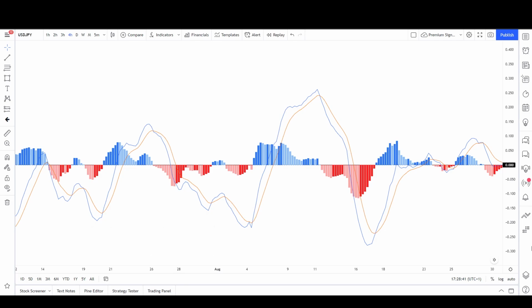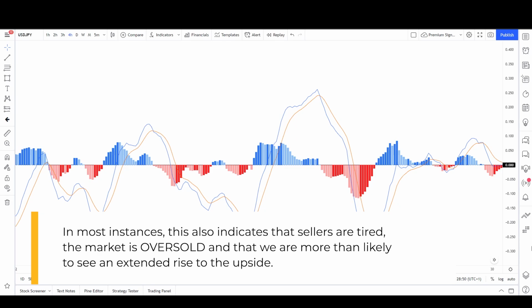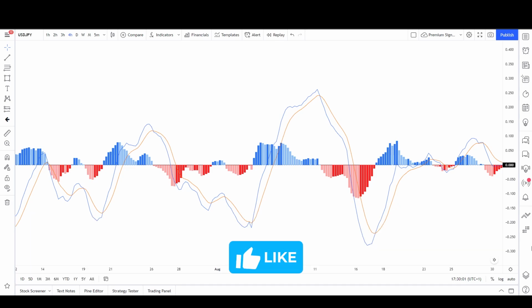And this is because the crossover signal shows that the faster moving average line is quickly diverging from the slower, indicating the beginning of a new uptrend. And in most cases, this also indicates that sellers are tired, the market is oversold, and more than likely to see an extended rise to the upside.